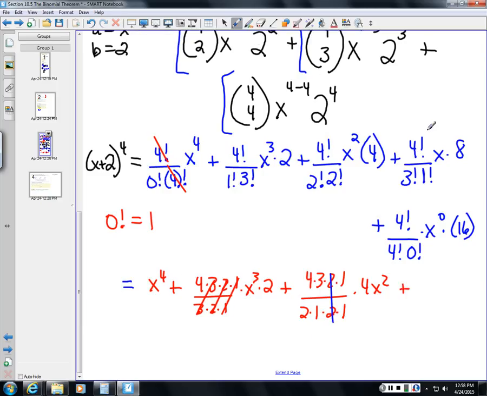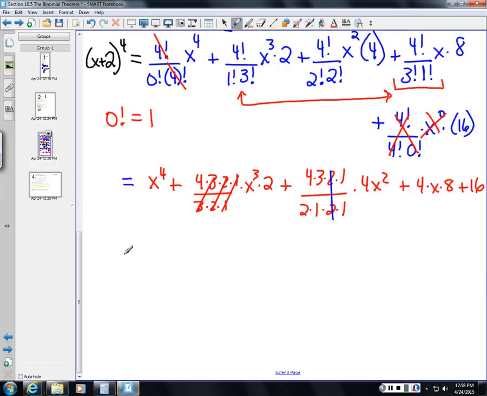Plus, now here we end up with 4 factorial over 3 factorial, which gives me the same thing that I have here, looking for shortcuts. So that's going to end up with 4 times x times 8. And then same thing on the last one. All of this reduces to 1. That reduces to 1. So all you have left here at the end is plus 16.